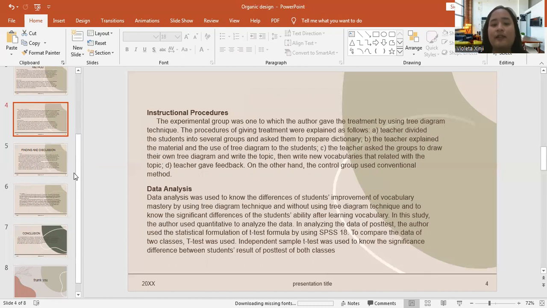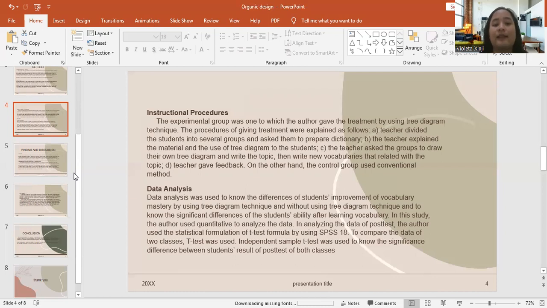C, the teacher asked the groups to draw their own tree diagrams and write the topic. Then write new vocabularies that are related to the topic. And the last, the teacher gave feedback. On the other hand, the control group used the conventional method.